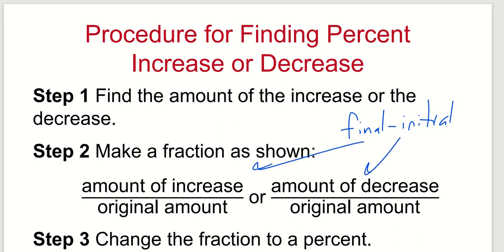If it's an amount of increase, then this quantity will be positive, which is a positive percent change, which means increase. If the price went down, then the difference between the final and the initial will be negative, and a negative percent change means a percent decrease. You always divide it, this is very important, by the original amount, and then that'll give us the decimal, and we can just change it to a percentage by sliding the decimal spot 2 places to the right.